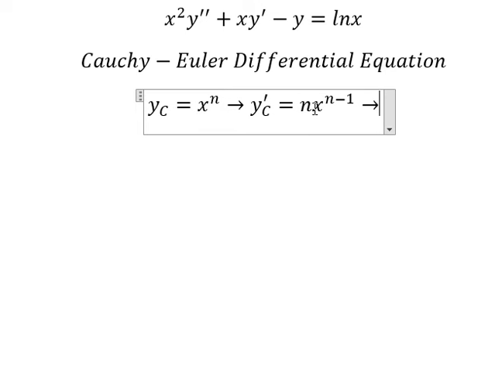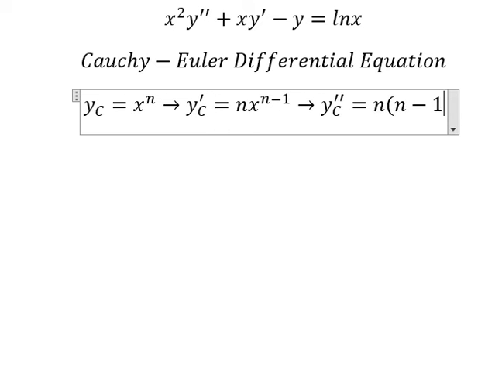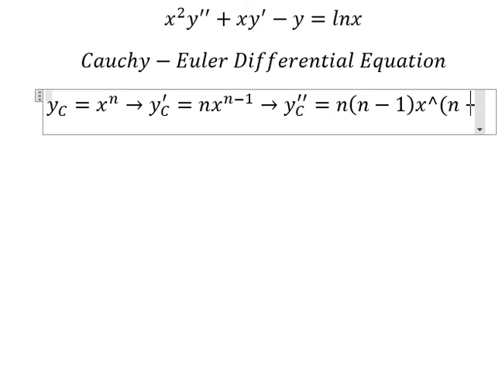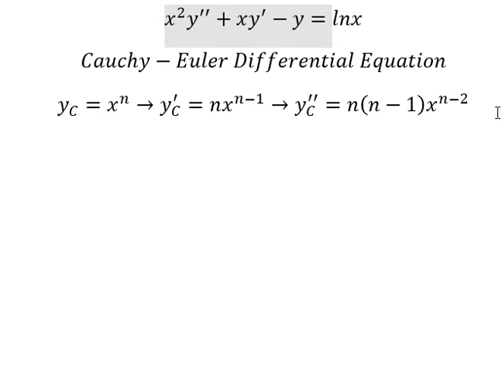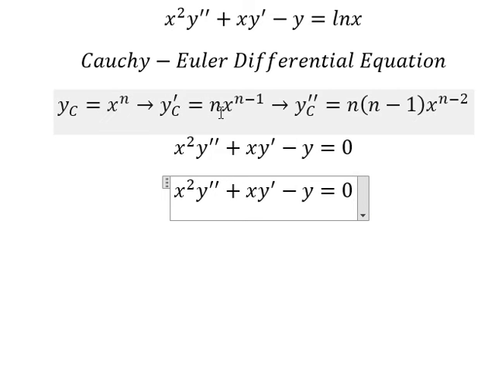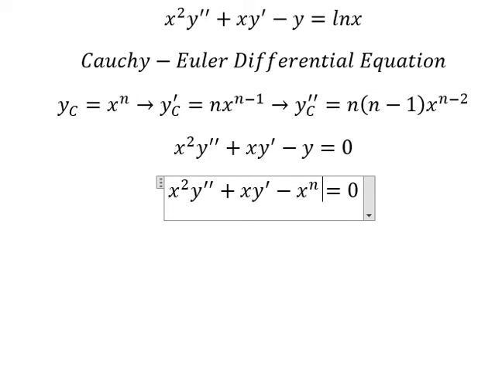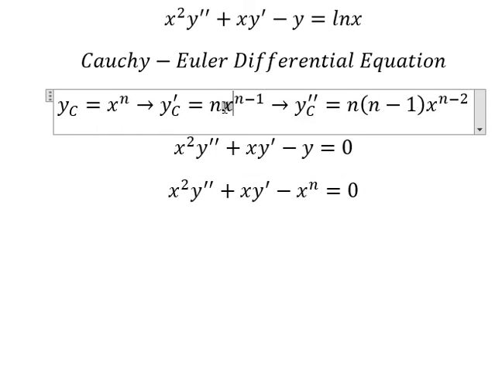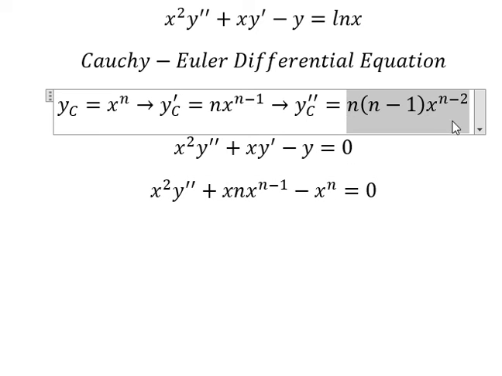Next, we do the second derivative of this one. We have n multiplied by n minus 1, s to the power of n minus 2. Because this is about the complementary solution, that means this one equals 0. Next, I will put this one here, this one here, and this one here.